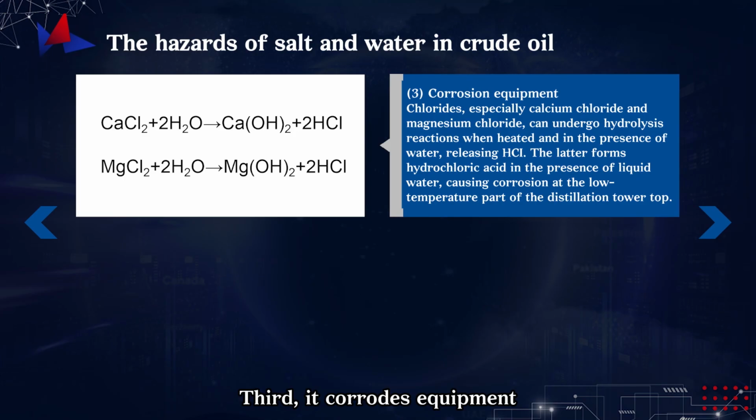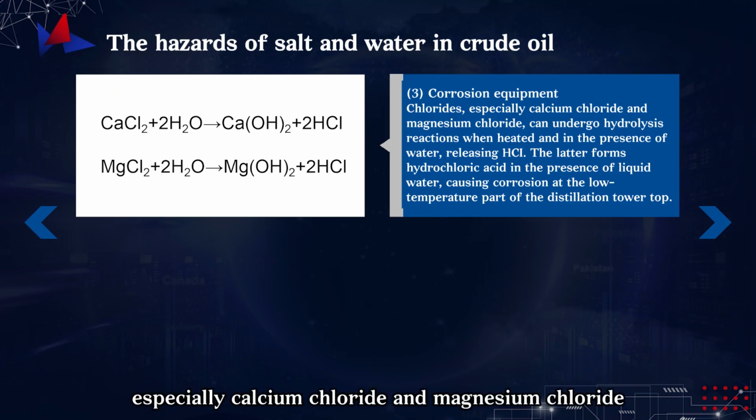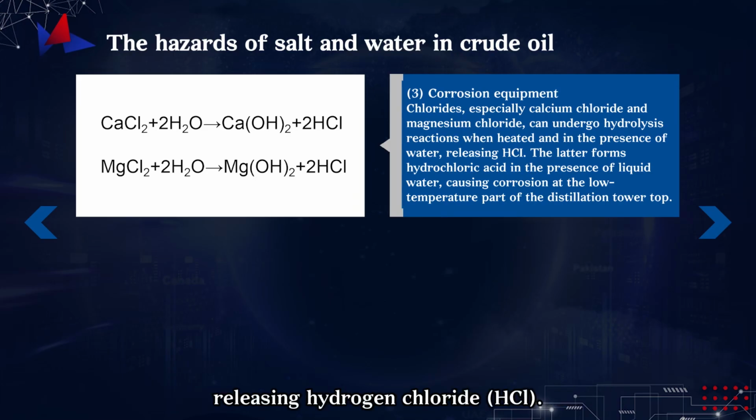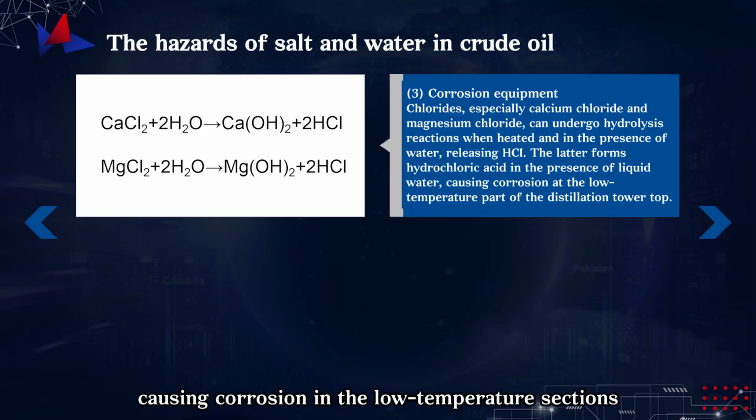Third, it corrodes equipment. Chlorides, especially calcium chloride and magnesium chloride, can hydrolyze when heated in the presence of water, releasing hydrogen chloride, HCl. The latter, in the presence of liquid water, forms hydrochloric acid, causing corrosion in the low-temperature sections at the top of the distillation column.